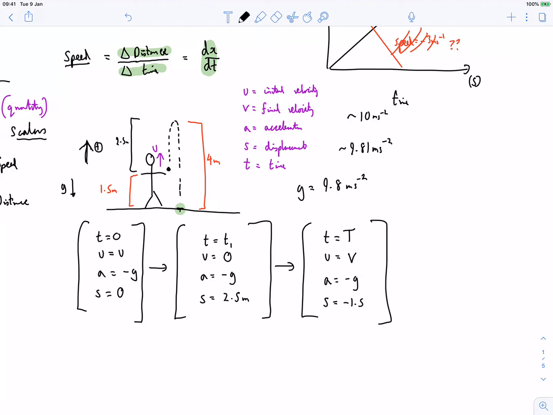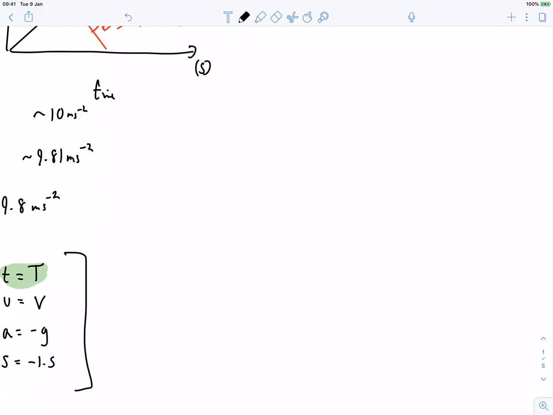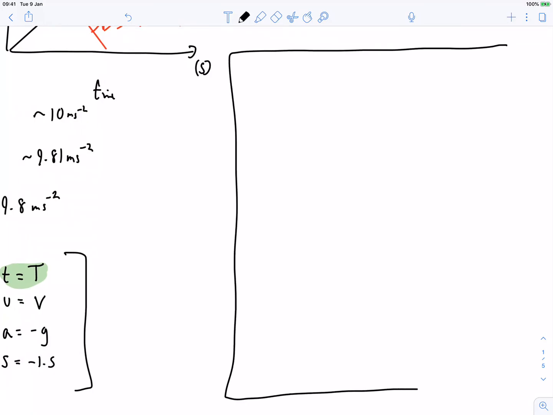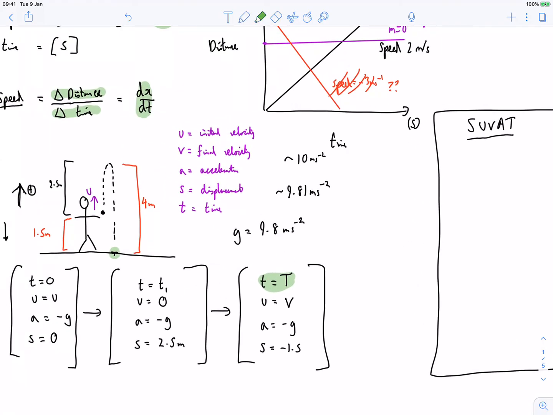So, I'm not going to leave you in suspense. Let's try and work out what this time is, how long the ball's been in the air. Now to do this is the main meat and bones of it. These formulae are called the SUVAT, or constant acceleration formulae. I put them in a bit of a funny order, and to be honest, it doesn't particularly matter.